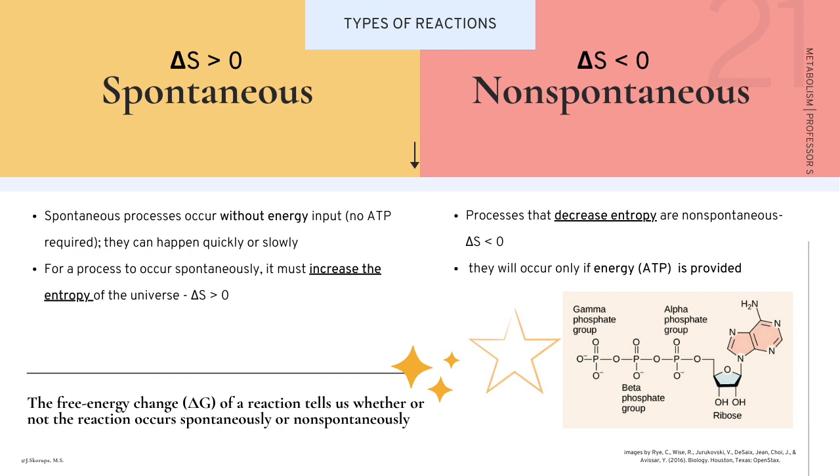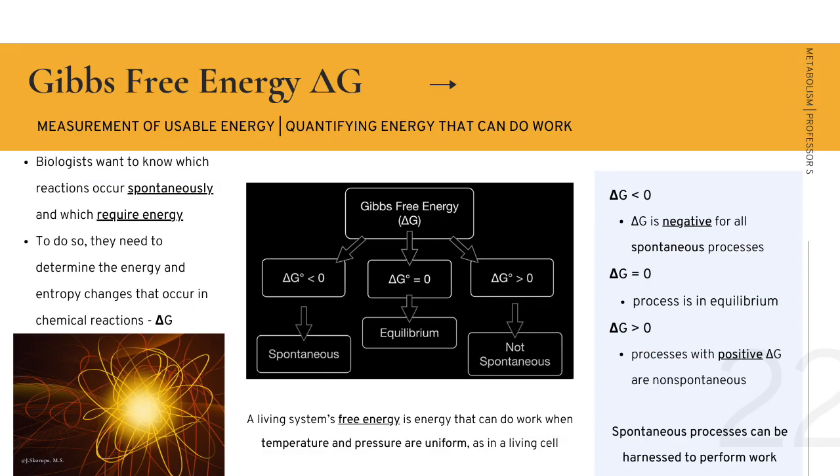To tell whether a reaction is spontaneous or non-spontaneous, we look at the free energy change, which is delta G, of the reaction. The free energy, also called the Gibbs free energy after the scientist who described it, measures the usable energy. It quantifies energy that can do work. To determine which reactions occur spontaneously and which require energy, scientists need to determine the energy and entropy changes that occur within chemical reactions. This is the change in free energy, delta G.